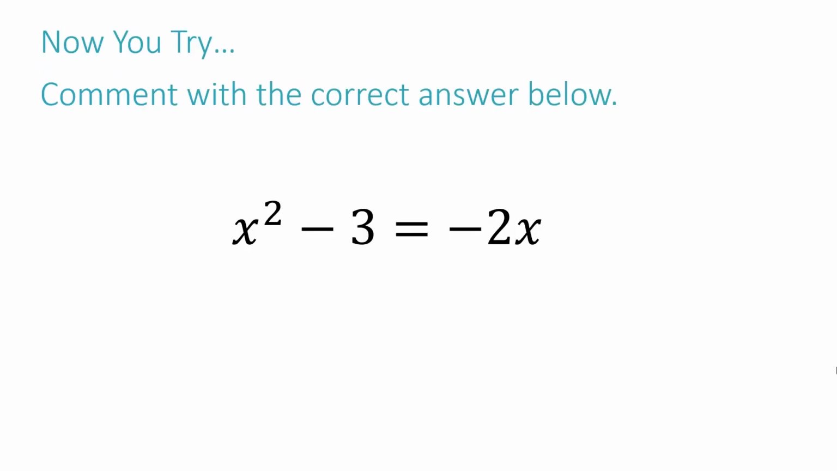Now you try. Comment with the correct answer below, then head over to my website and click on video answers to see if your answer is correct. Solve the equation x squared minus 3 equals negative 2x using the quadratic formula.